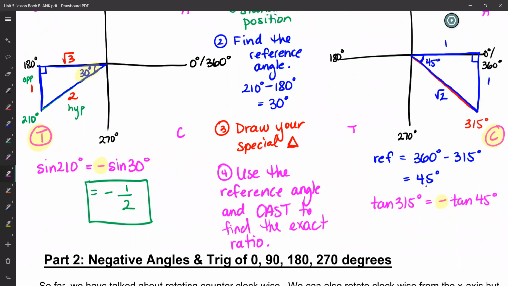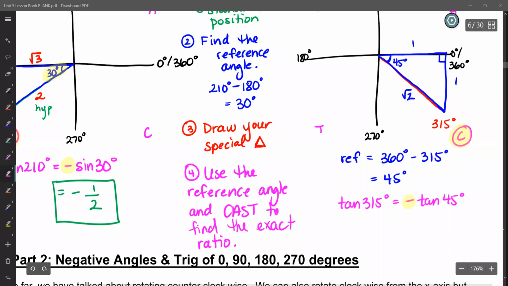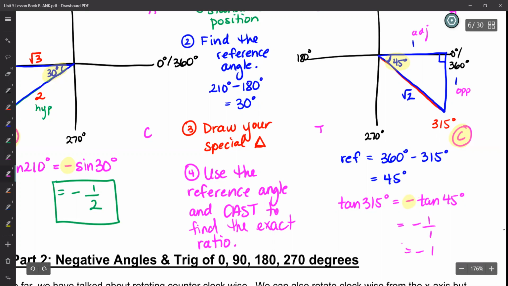I'm just going to pause this for a second while I go on my little rant. So Lauren said, based on 45 as our reference angle, we are getting opposite and adjacent of -1/1, which simplifies to -1.